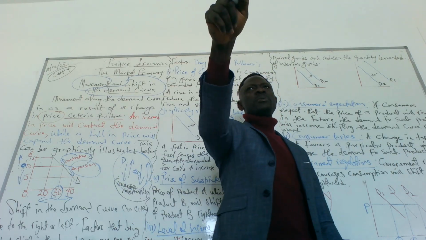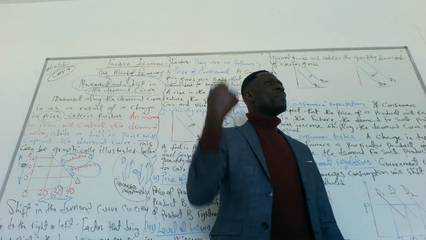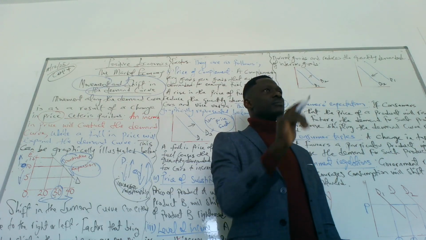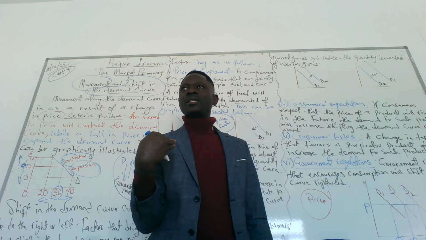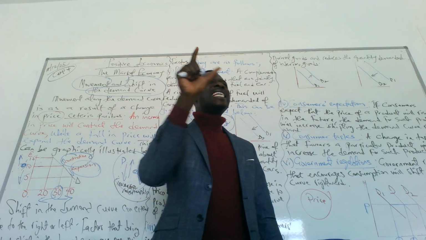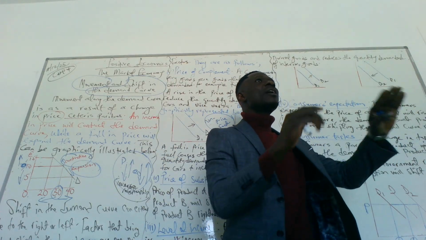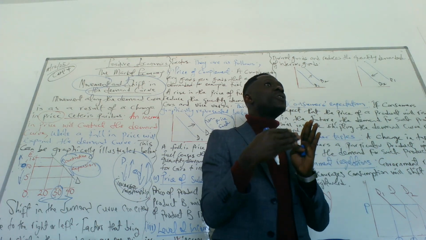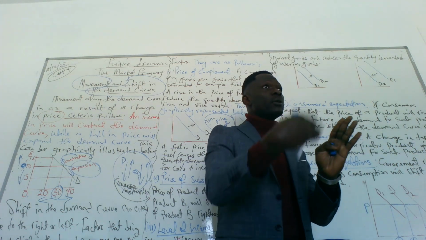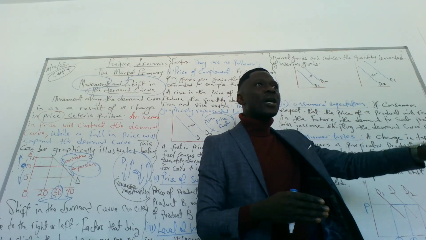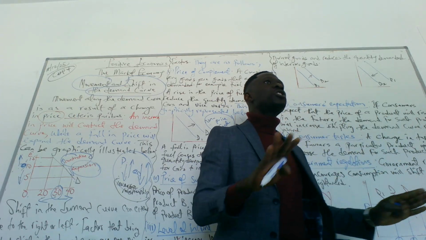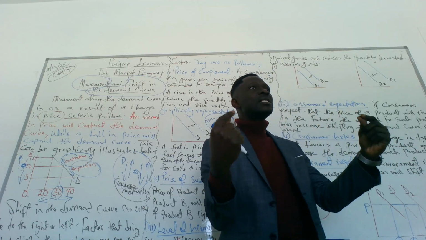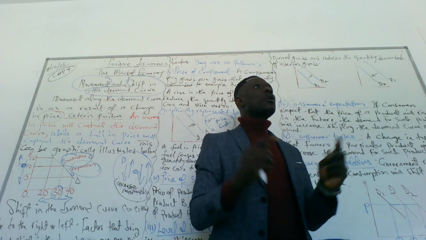Is it making sense? You don't get it? I'm going to explain again. When we talked about movements, movement is all about a change in price. Other factors are constant. During the movements, price is the variable. It changes, it increases or decreases. Other factors are fixed. They do not change. So because price can change, there's movement along the demand curve, which is either contracting or expanding.